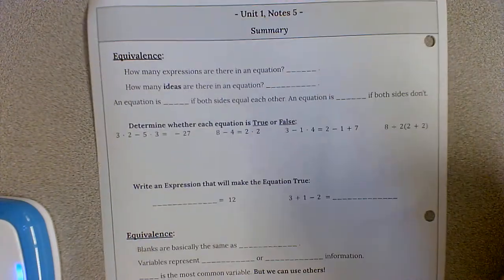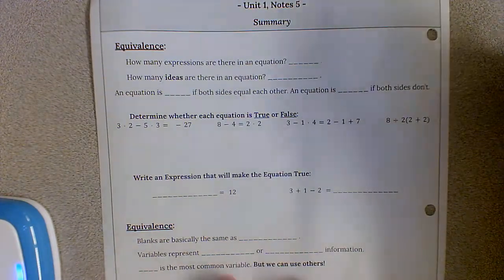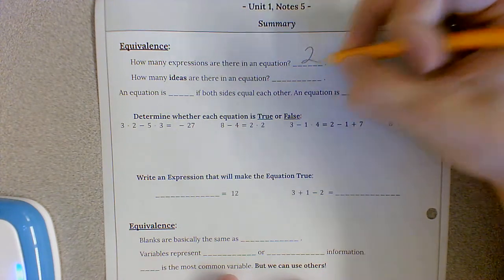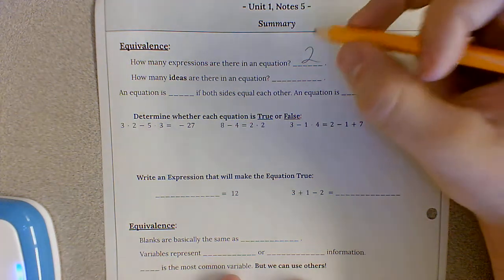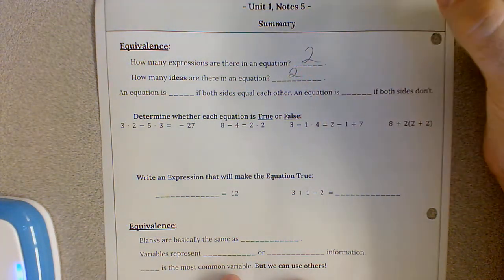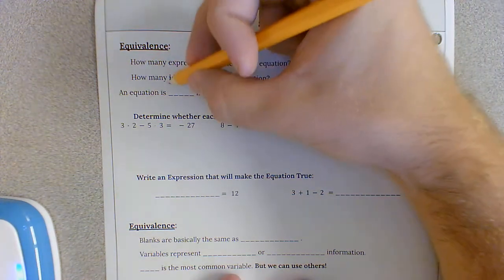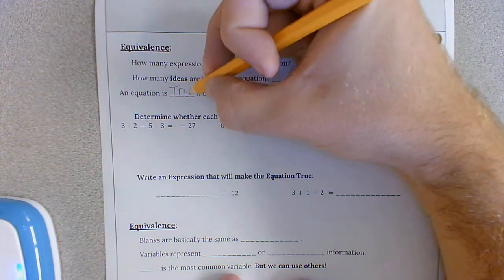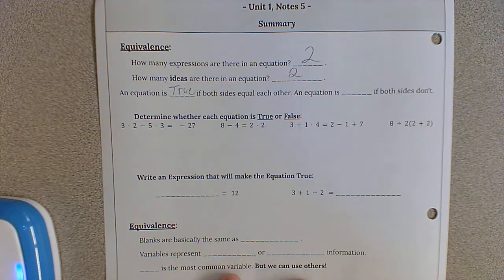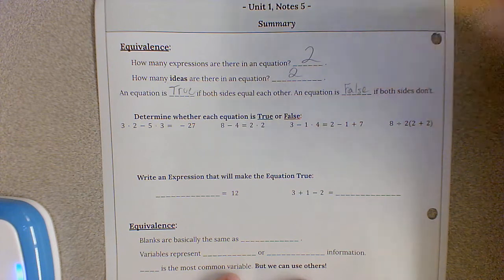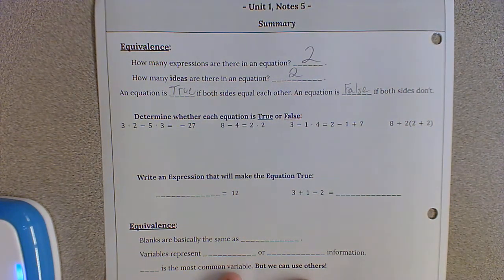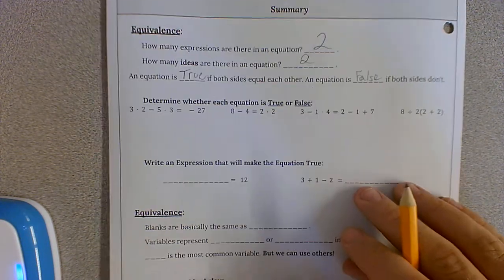Okay, let's flip over to the back. We're now looking at equivalence. How many expressions are there in an equation? There are two, one on each side of the equal sign. How many ideas are there in an equation? Two ideas. We're comparing two ideas. An equation is true if both sides equal each other. An equation is false if both sides don't. Okay? So, determine whether each equation is true or false.